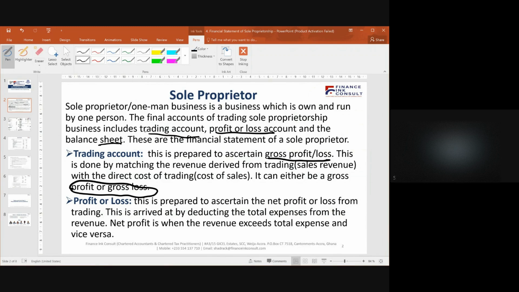Total revenue. The difference between your net profit and your gross profit is that with your gross profit, we deduct the cost of trading, which is our cost of sales, from our revenue. With regards to the net profit, we are deducting all expenses, including cost of sales, from our revenue before we arrive at our net profit or our net loss.